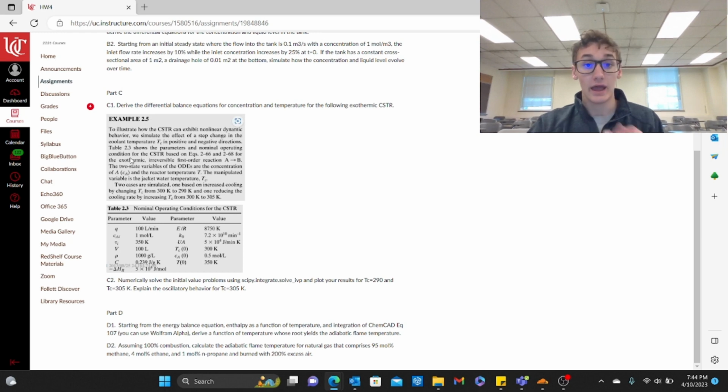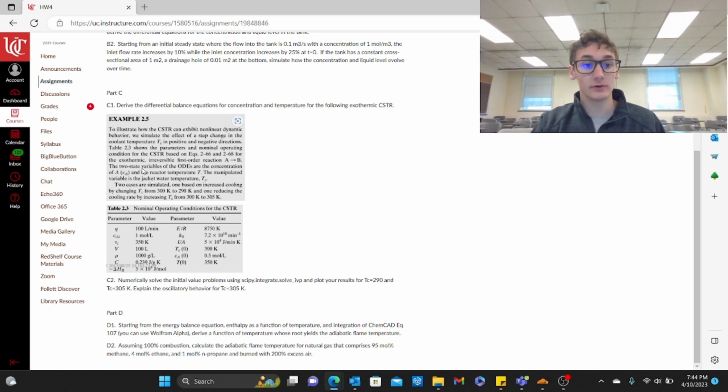It talks about how it's an exothermic, irreversible first order reaction. It means it can't go from B to A. It can only go from A to B. And it's exothermic, which is why we have negative delta H down here, and it gives us how many joules are released per mole that is reacted.